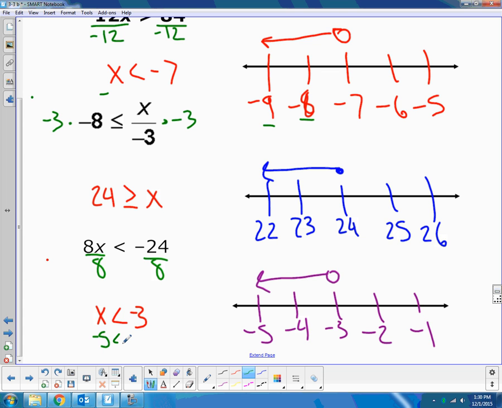Negative 5 is less than negative 3. 8 times negative 5 would give me negative 40, which is less than negative 24. And so it does work to be correct. And so we leave that alone. X is less than negative 3, and the graph shows that as well.